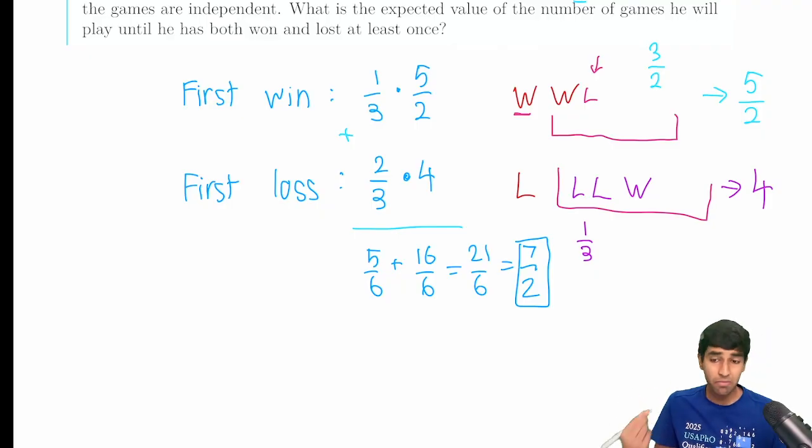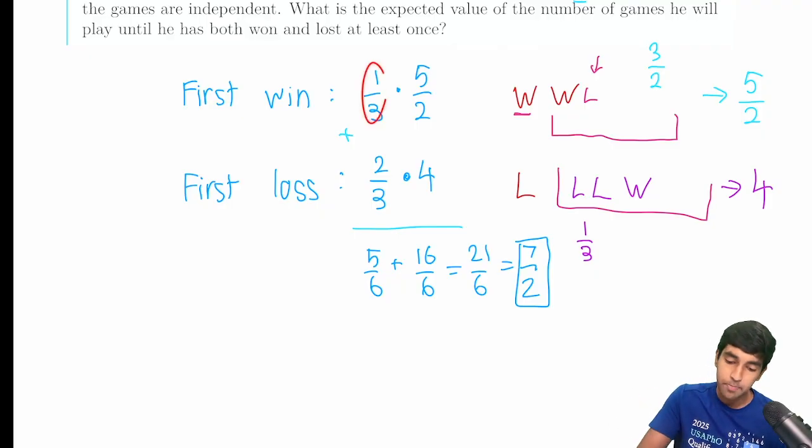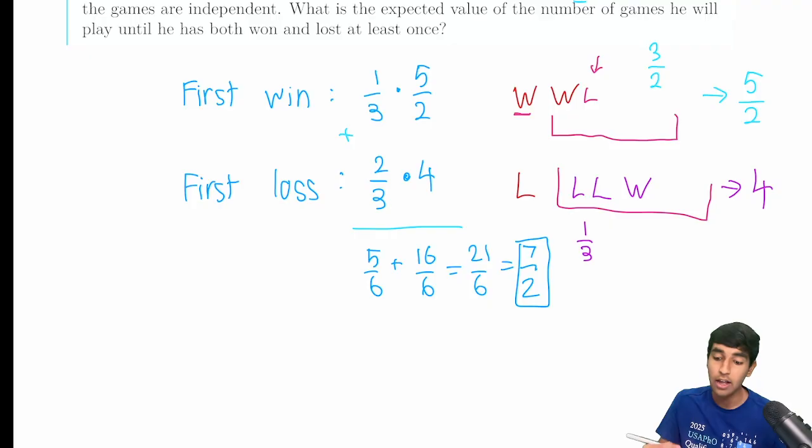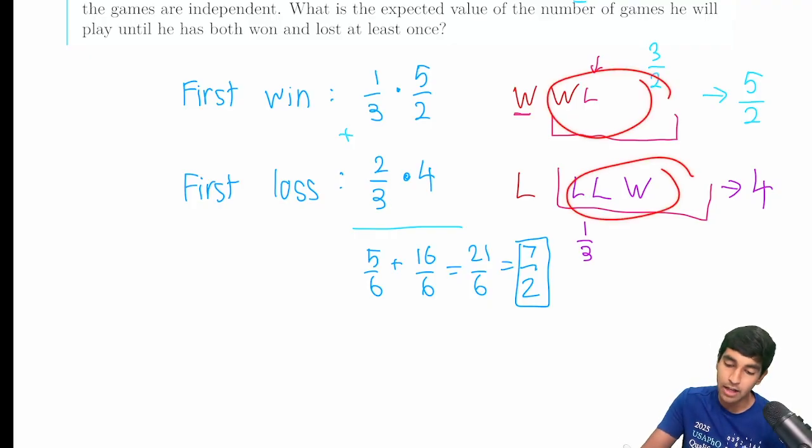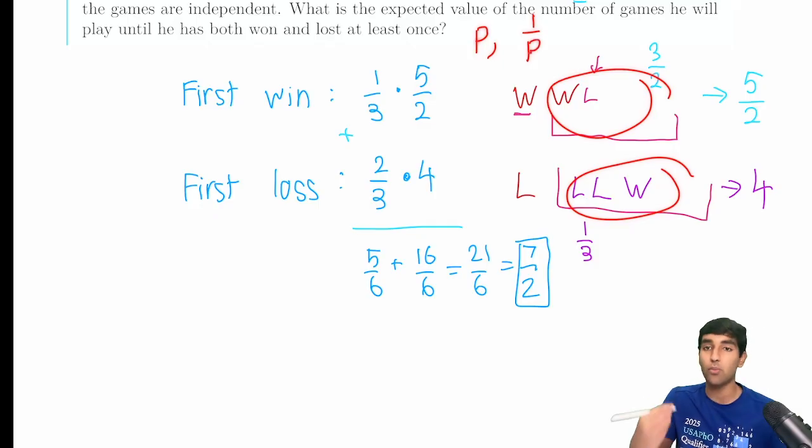So yeah, I think this problem is fairly straightforward. All you have to do is consider the cases where you win and lose first, and then find the expected number of moves after that, using our handy rule: if the probability is P, the expected number of moves to get that is 1 over P.